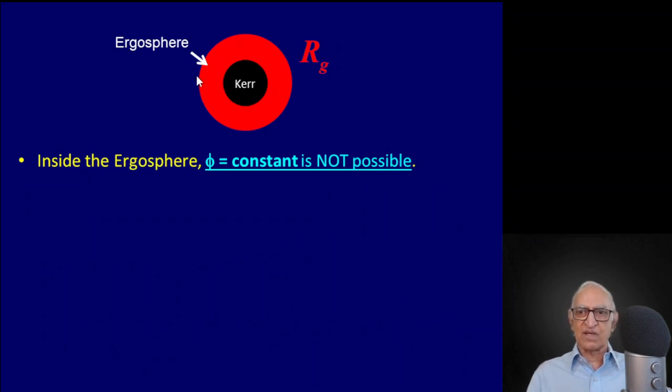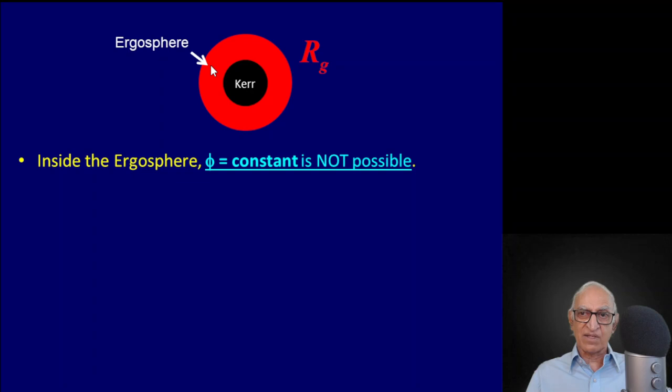Inside the ergosphere, which is the region between the static limit and the event horizon, phi equal to constant is not possible. We said before, inside the event horizon of a Schwarzschild black hole, r equal to constant orbits are not possible. Here, phi equal to constant is not possible.